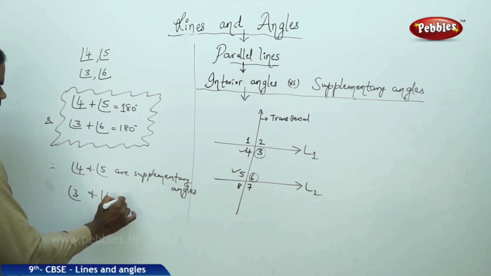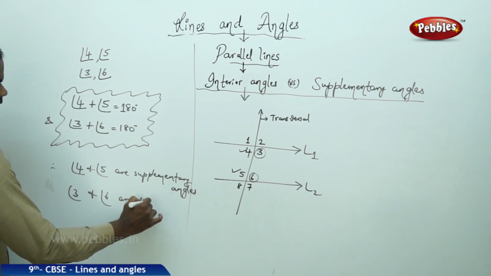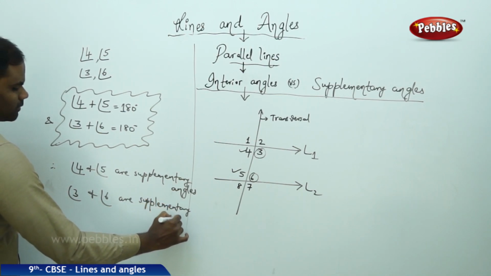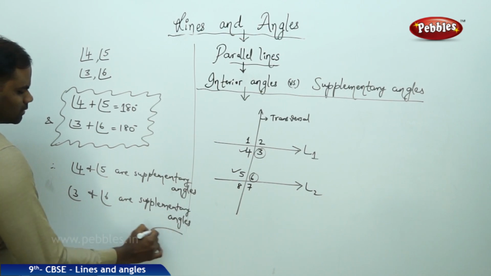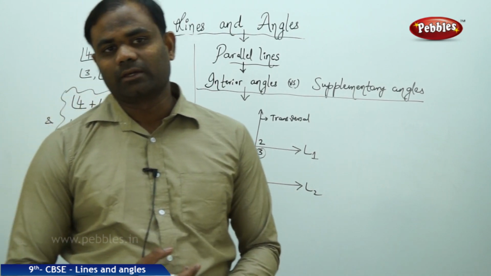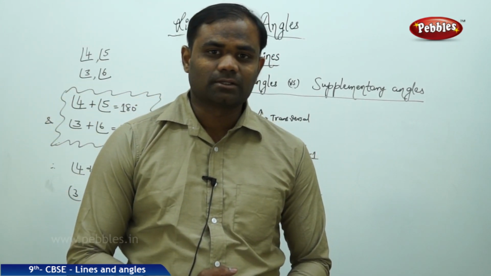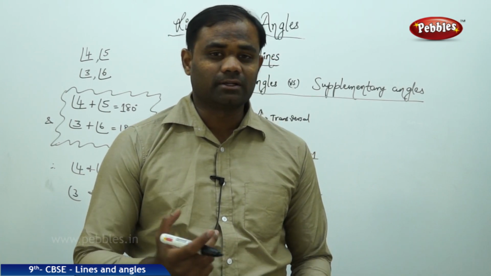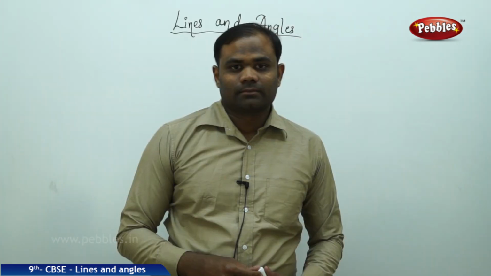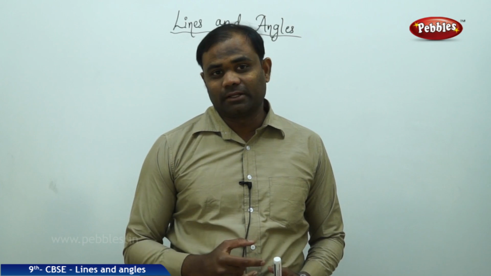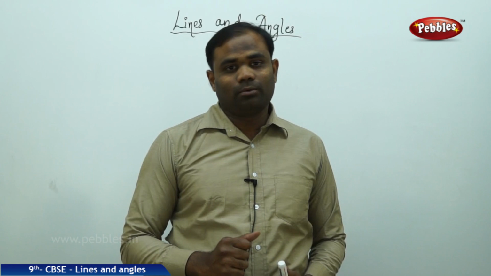Angle 3 and angle 6 are also supplementary angles. Is how we understand the pairs being supplementary angles. Interior angles on the same side of transversal are equal to 180. That is, they are supplementary angles. Now that we have discussed various properties connected with parallel lines, let's see the reverse process of understanding the same properties.